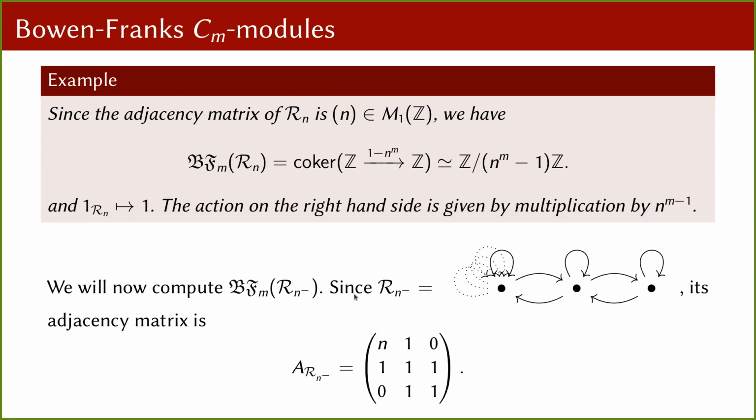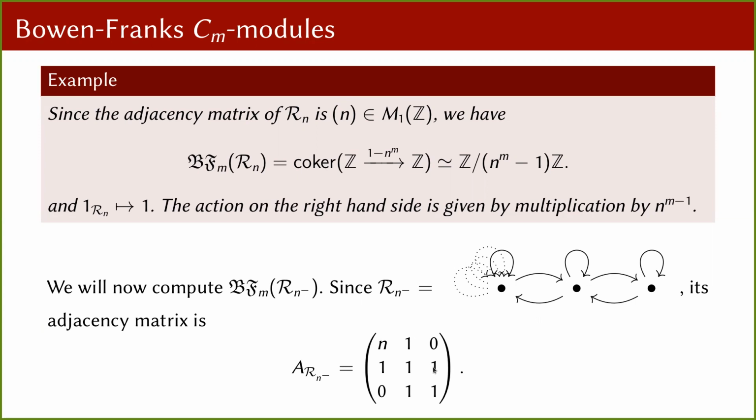Now, our second objective is to compute BFM of Rn minus. For that, I shall give the formal definition. I draw a picture, but formally, what we'll use is that its adjacency matrix is this one here. So we have, as before, one vertex with n loops, that's the n here, which is then connected to a second vertex and back, which has a loop, and it's connected to a third vertex and back, which also has a loop.